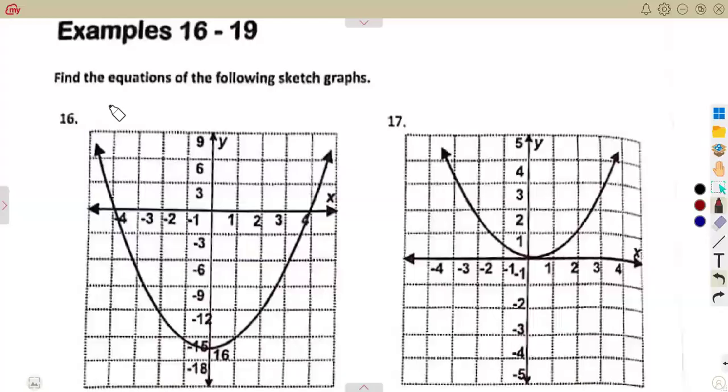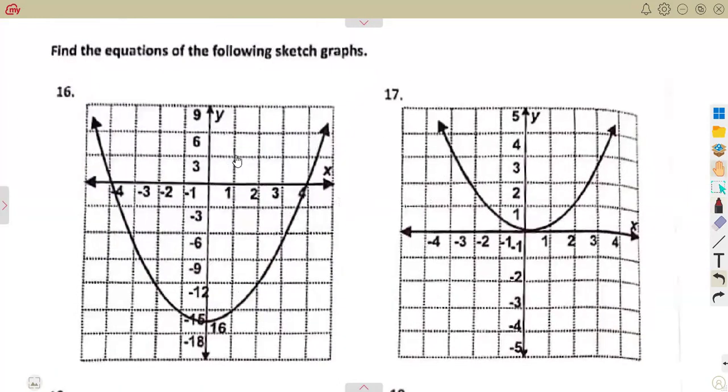So this time, guys, I want us to consider how we are supposed to determine the equation of a certain function, considering a parabola. We are going to focus on a parabola, which is our quadratic graph. So on finding these equations, they were given: find the equations of the following sketch graphs.